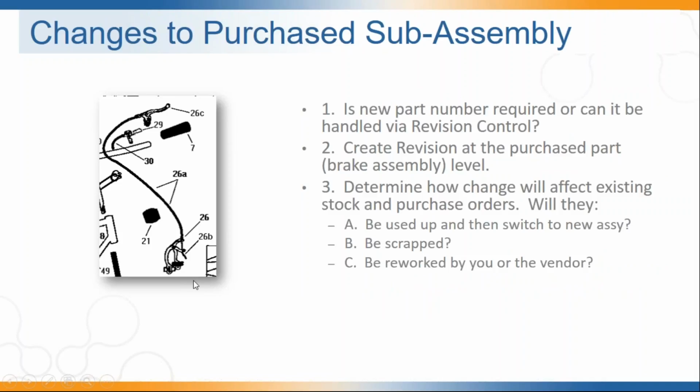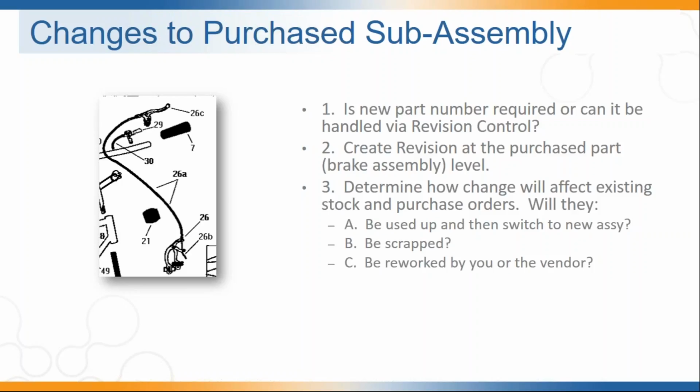Well, here we have that same picture, a blow-up of that brake assembly, and it's these pads right here that are being replaced. And the question comes up, is a new part number required, or can it be handled via revision control? Well, since this whole unit is purchased, the company may decide that a new part number is not needed, that the old parts with the rubber pads are still going to be used until they're all gone, and then we're going to switch to this new assembly.